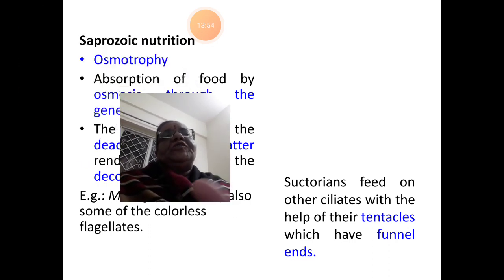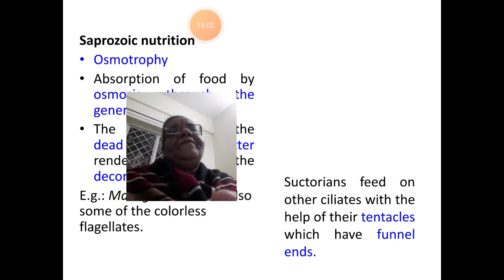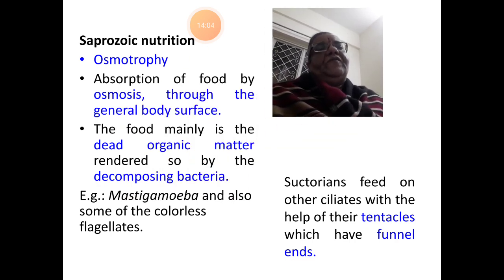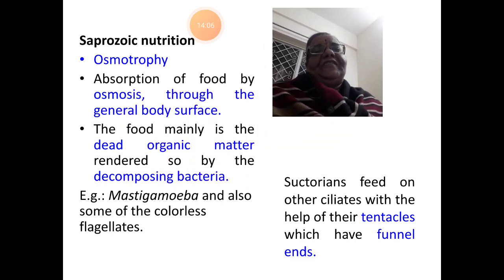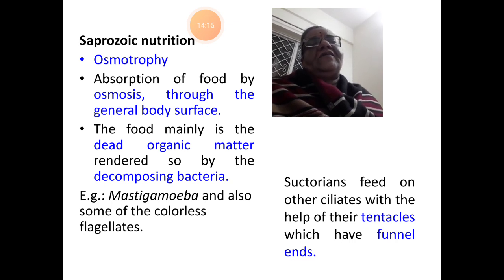Hence, this saprozoic nutrition is also called osmotrophy, because the absorption of food takes place through osmosis, through the general body surface. By now we must be knowing what is osmosis. Osmosis is the movement of solute particles from the region of higher concentration to the region of lower concentration, right? This is what exactly happens.